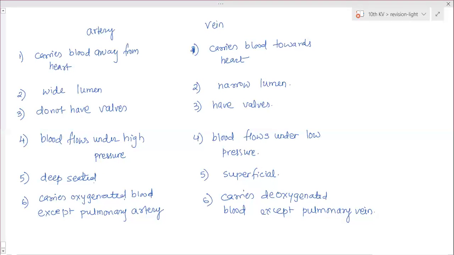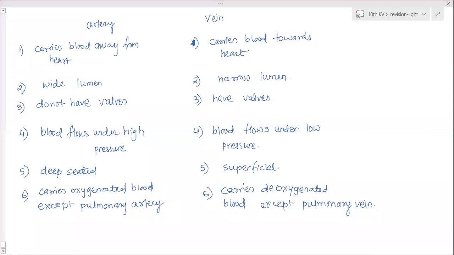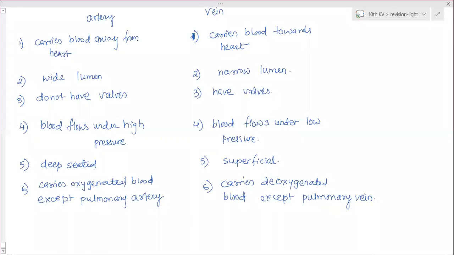Okay, so this is about the difference between arteries and veins. What are capillaries? What are the characteristics of capillaries? They are one cell thick, very good. They are the junction between the arteries and veins. Arteries finally end up in the capillaries and capillaries join together to form veins.